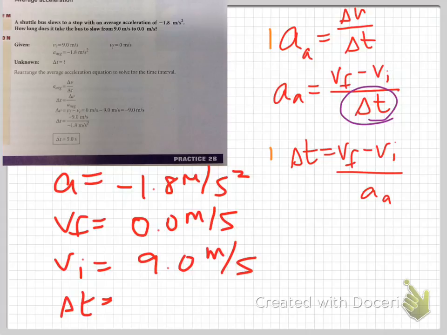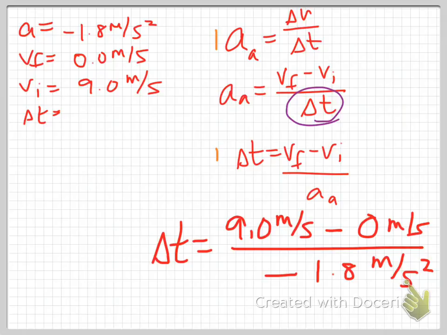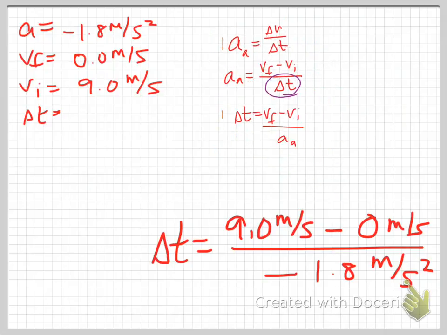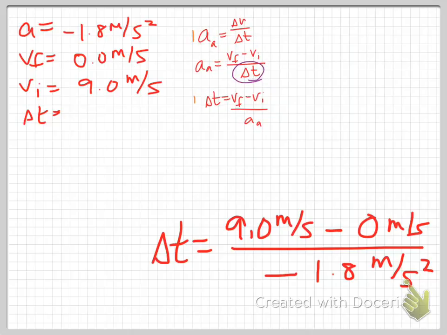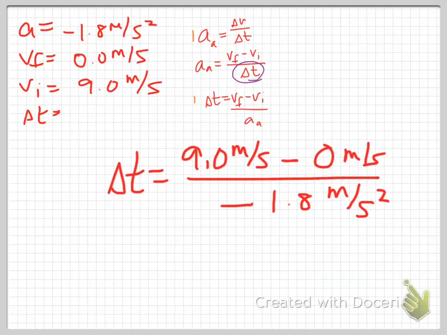Let's plug in. And let's do a little bit of very quick dimensional analysis on this. I probably should have done it in the last step, but hey, I didn't. So I have delta t, which we would like to end up with seconds. And I have meters per second minus meters per second divided by meters per second squared. Off to the side, I know meters per second minus meters per second is going to give me meters per second. That's divided by meters per second squared.